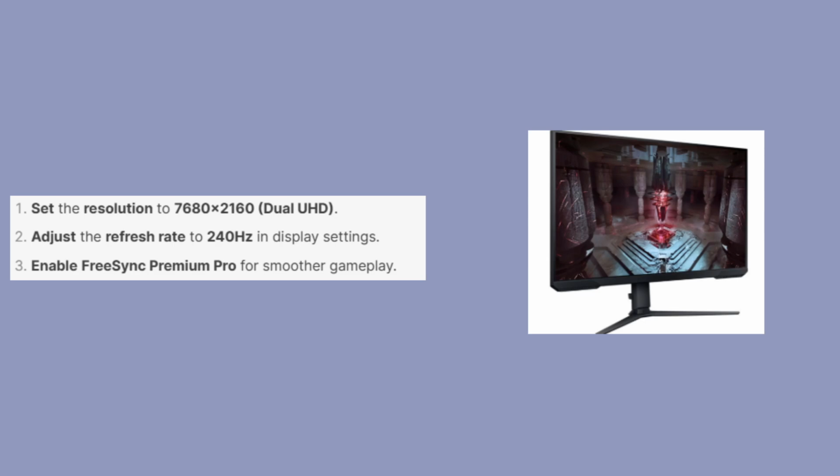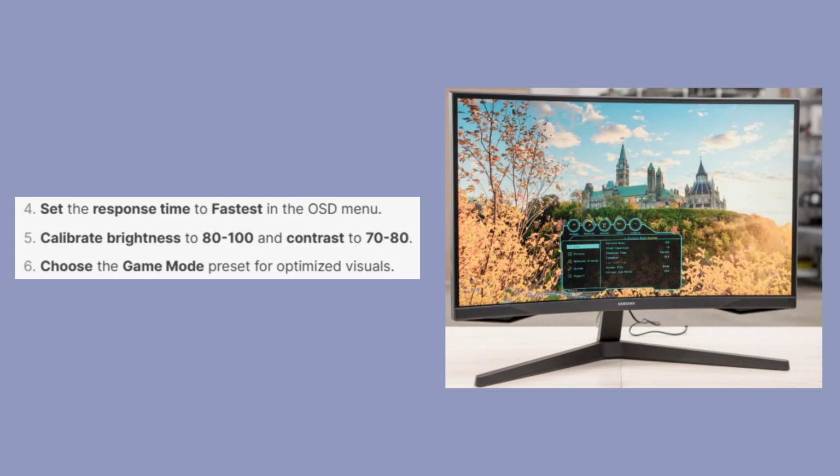Next, adjust the refresh rate to 240Hz in the display settings. Next, enable FreeSync Premium for smoother gameplay. Now, set the response time to fastest in the OSD menu. Calibrate brightness to 80 to 100 and contrast to 70 to 80.